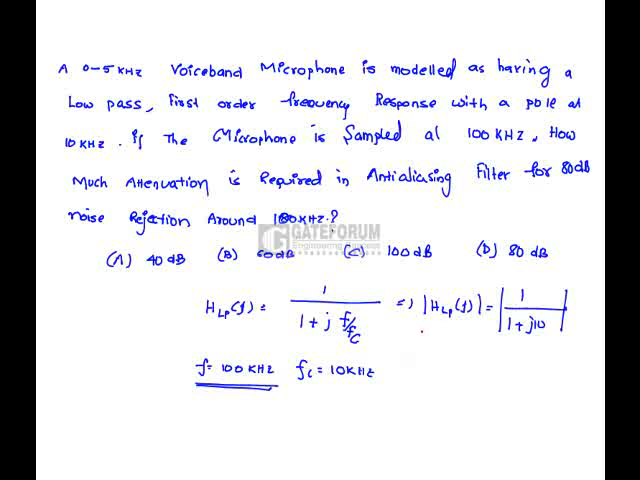Okay, in dB it leads to minus 20 dB. So we need to have 80 dB around 100 kilohertz. So the remaining 60 dB attenuation must come from the anti-aliasing filter. Hence option B is correct.